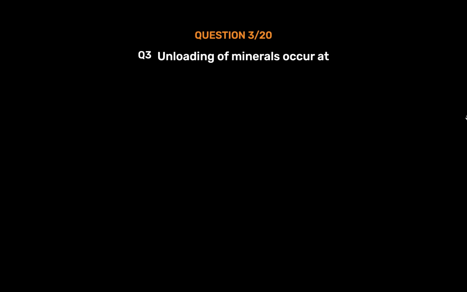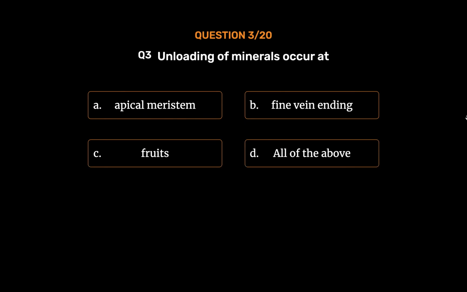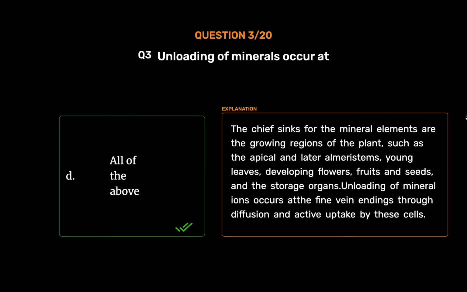Question number 3. Unloading of minerals occurs at Option A, apical meristem. Option B, fine vein ending. Option C, fruits. Option D, all of the above. The correct answer is Option D, all of the above. The chief sinks for the mineral elements are the growing regions of the plant, such as the apical and lateral meristems, young leaves, developing flowers, fruits and seeds, and the storage organs. Unloading of mineral ions occurs at the fine vein endings through diffusion and active uptake by these cells.